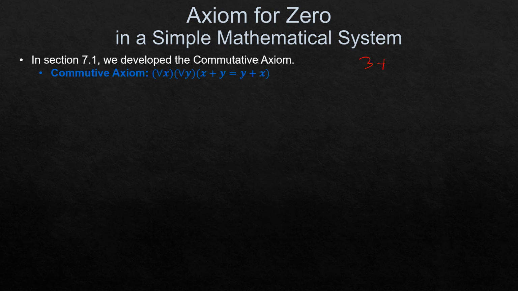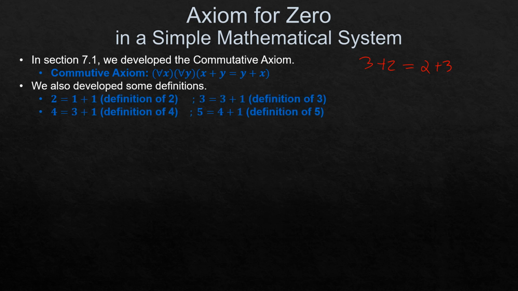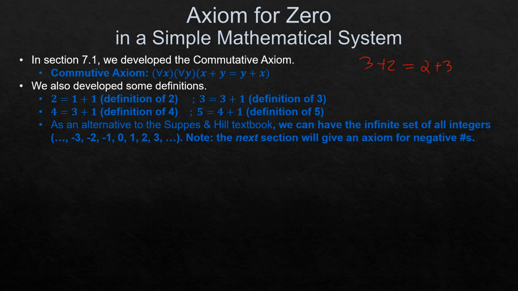3 plus 2 is the same thing as 2 plus 3. We also developed some definitions. We defined the number 2, the number 3, the number 4, the number 5. But as an alternative to the textbook, we could have the infinite set of all integers. That is -3, -2, -1, 0, 1, 2, 3, etc. in both directions, positively and negatively.